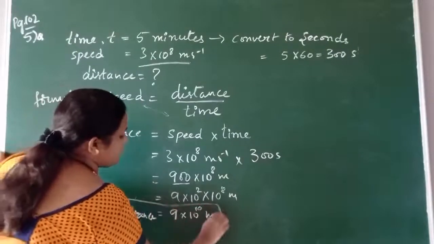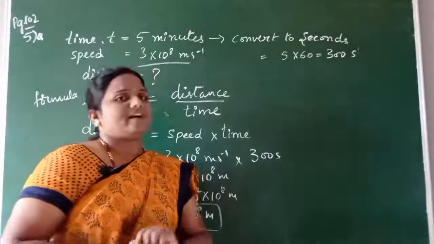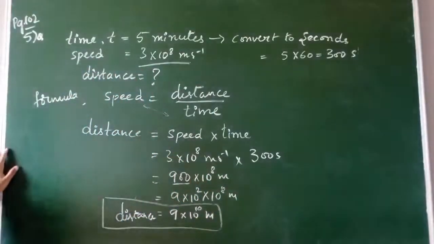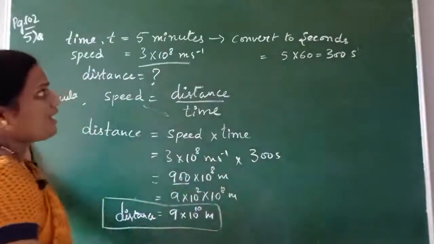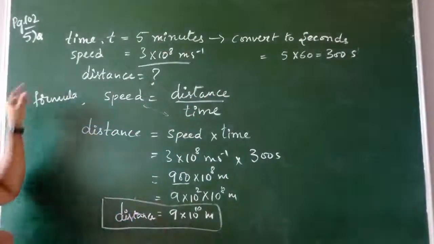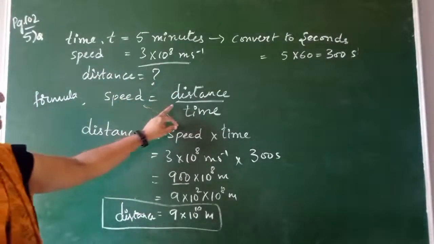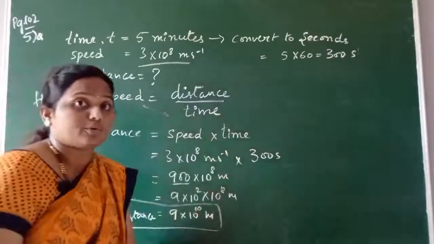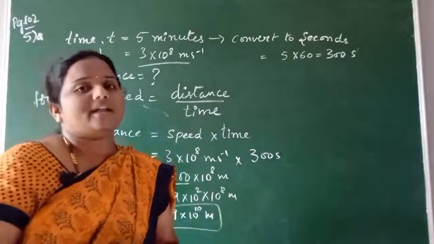What is the distance it has to travel, children? 9 into 10 to the power of 10 meters. Got it? Understand, children? It's very simple. In the question they asked: a signal from the spaceship traveled to the ground in 5 minutes, then what is the distance it has traveled, if the speed is 3 into 10 to the power of 8 meter per second? Using the formula speed is equal to distance divided by time, we get the distance value 9 into 10 to the power of 10 meters. Understand? Okay, now we will move to another example.